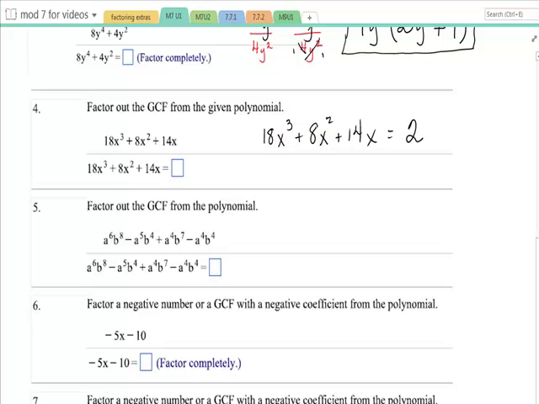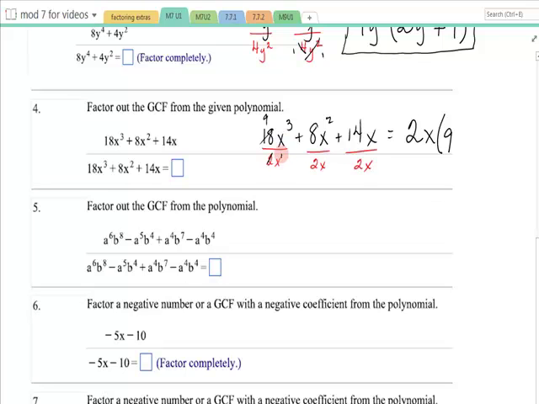Do they all have x's? Yes. I can take no more than just x. Remember, it's always the low power of the variable that is the most you can take. So divide them each by 2x, and that will give you 2 goes into 18 9 times, so I'll put a 9.